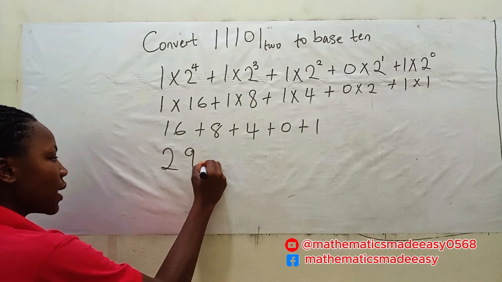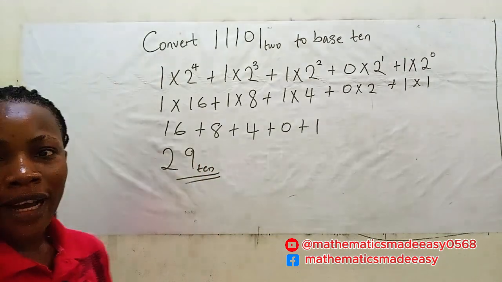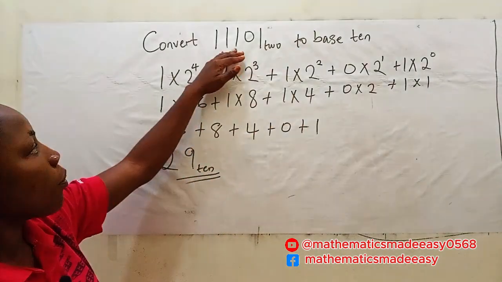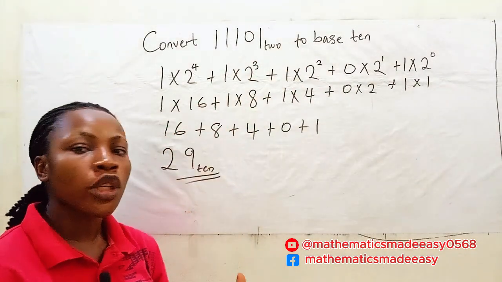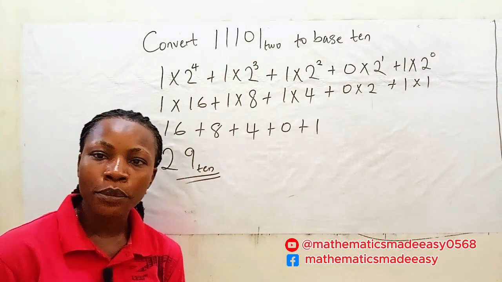29 in base 10. So this is our final answer. Converting this number in base 2 to base 10 is going to give us 29 in base 10.